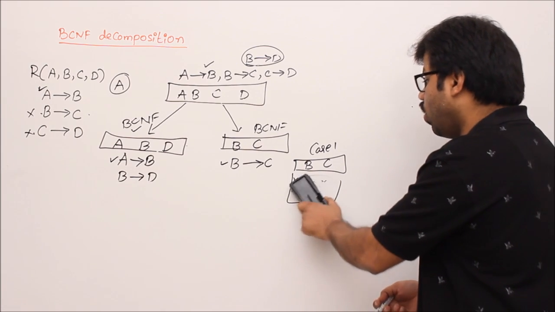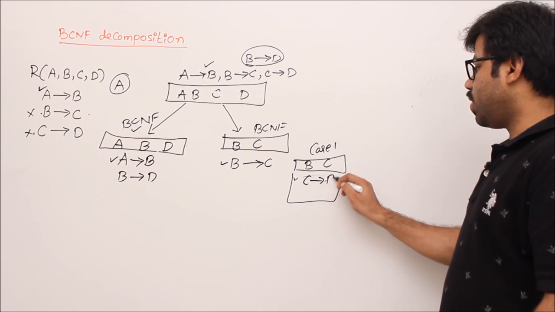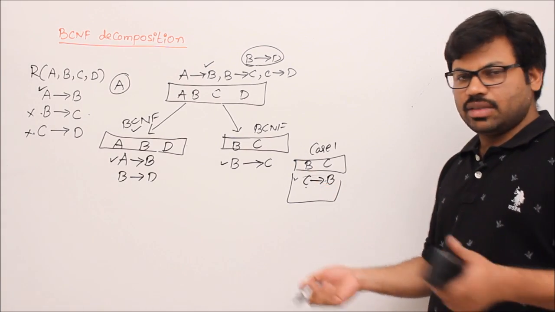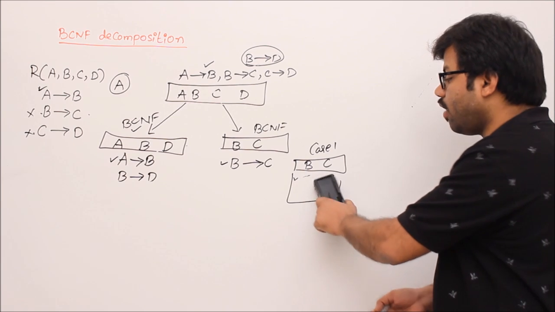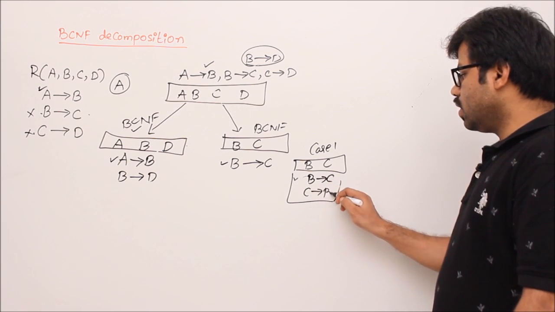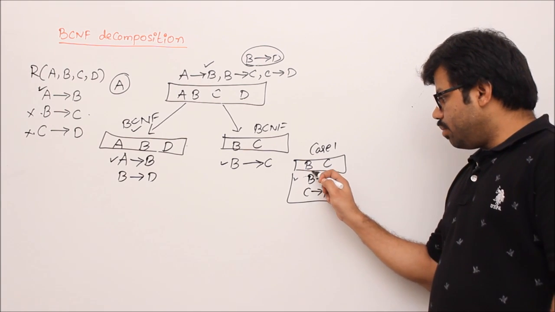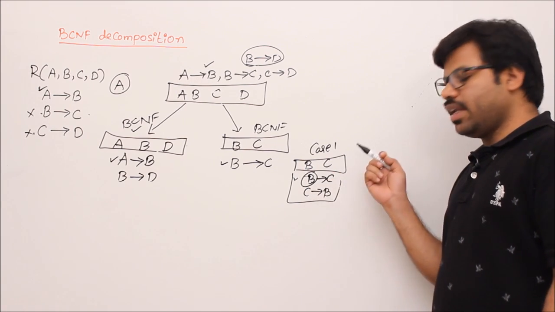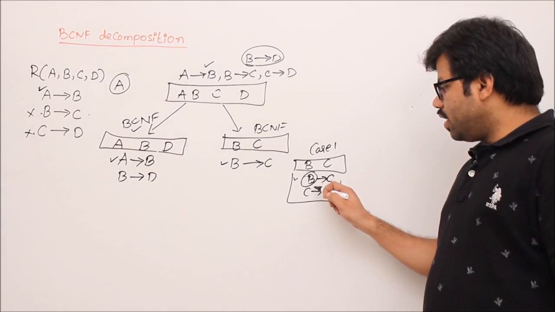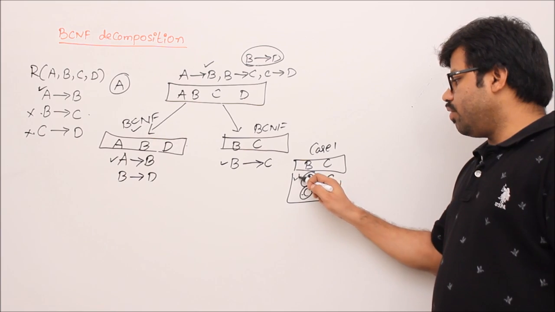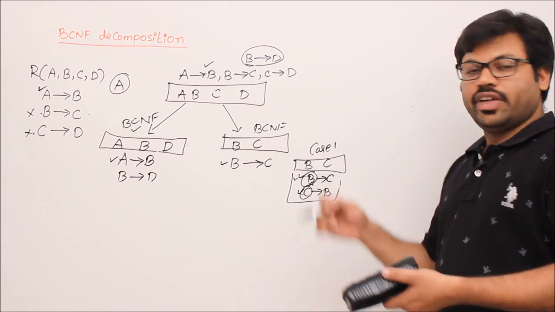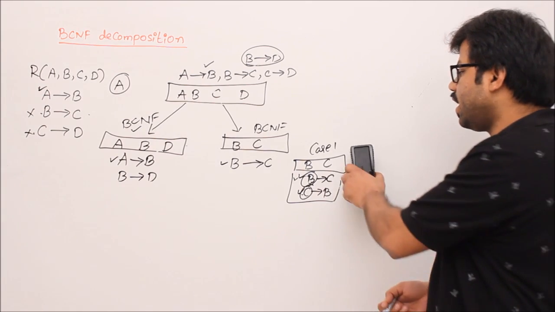Second case, what if you have C to B? Same concept, right? So C will become super key, and when the left side is a super key, that is in BCNF. Sir, what if I have two rules like this, B to C, C to B? Then automatically B will become super key because B is determining C. There are only two attributes, B is determining all. Similarly, C is also determining all. So B will become super key, C will become super key. So in this case also, your table is in BCNF. There are only three cases possible.